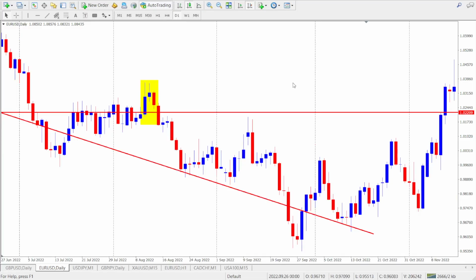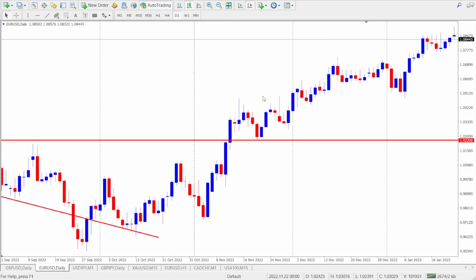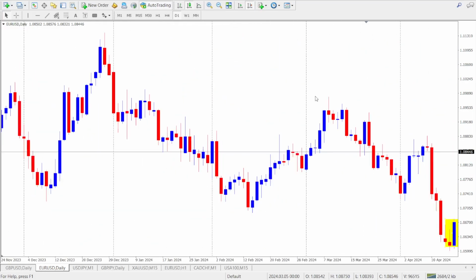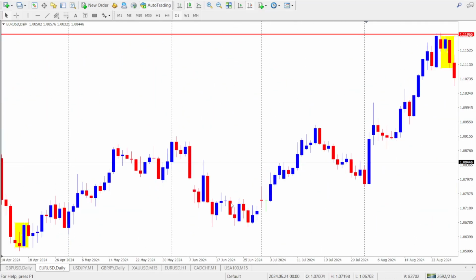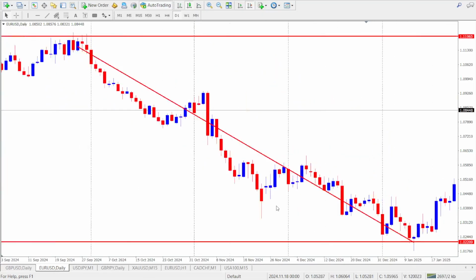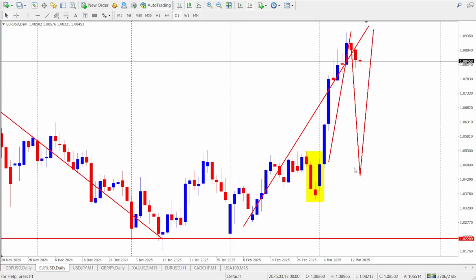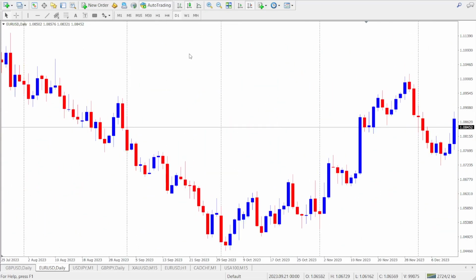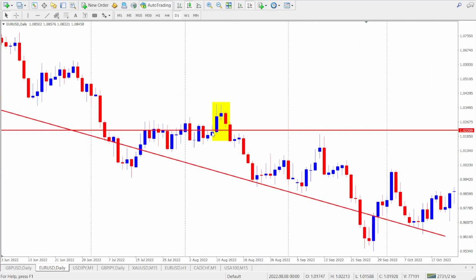So that is an evening star, and there's a morning star. You can see that there was a continuation in the direction of the bullish candle, and in this example for the evening star, there was a continuation in the direction of the bearish candle. These patterns are most effective when confirmed by volume and other indicators.